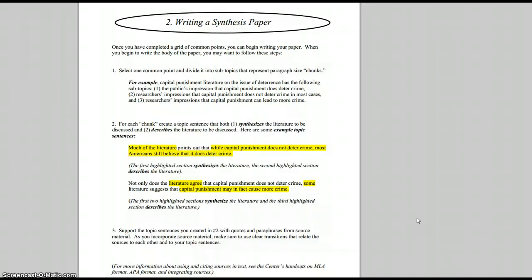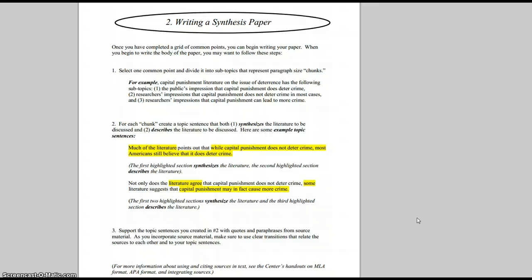They do the same process that we did, where they make a chart, what they're calling a grid of common points, as you can see here, before they sit down to actually write the paper. Then what they suggest is that we focus on one common point and think about what the subtopics might be underneath that. For their example, as you can see, they're using capital punishment.